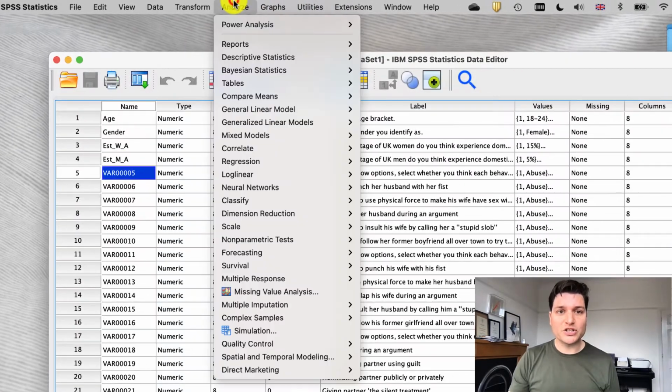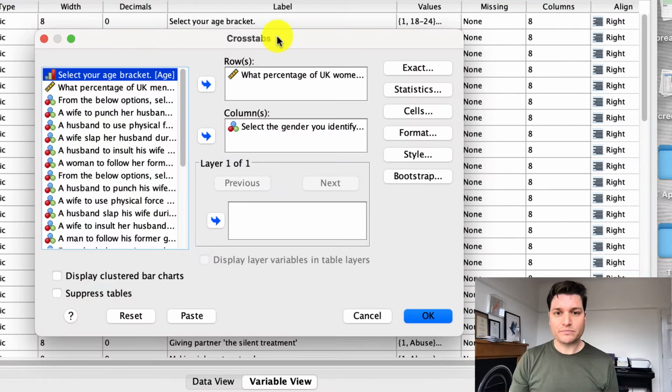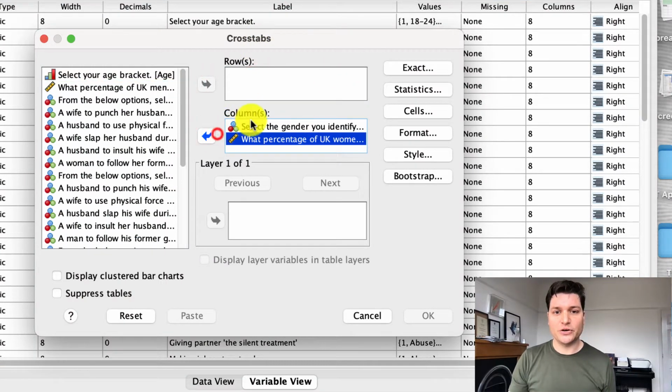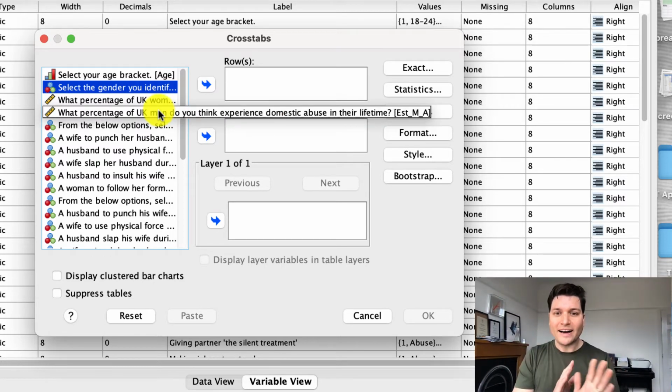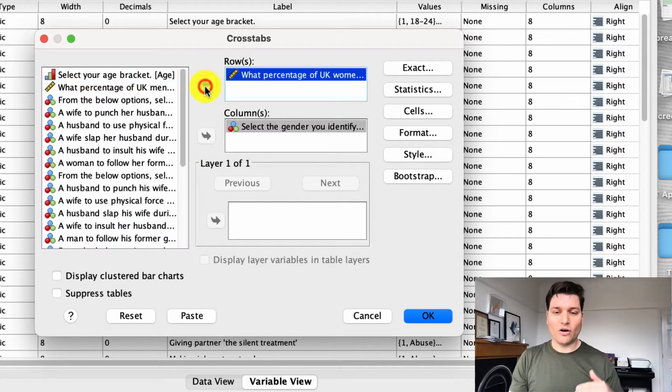So really simple, go to Analyze and then Descriptives and then choose Cross Tabulation. So see, I've already filled this in, but I'm going to do this again just to run you through what we're doing. Now, there's no particular difference in which order you do this, but I'm going to go for my categorical defining as columns. So men and women are in columns, and I'm going to choose percentage estimates of women who experience domestic abuse as being the rows. As I said, this can be moved around.